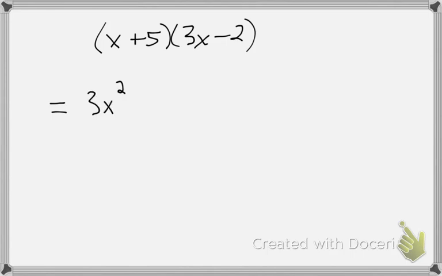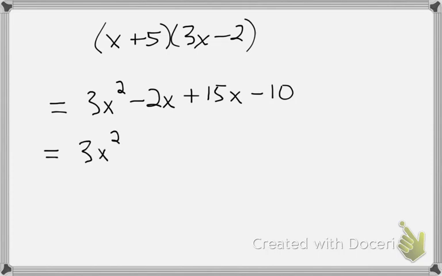3x squared. What's your outside? Negative 2x. What's your inside? 15x. And what's your last? Negative 10. Combine your like terms. You just have the 3x squared. There was no other square term. But then you have 13x and minus 10. Is everybody on board with that? Was that okay? Well, let's level up.